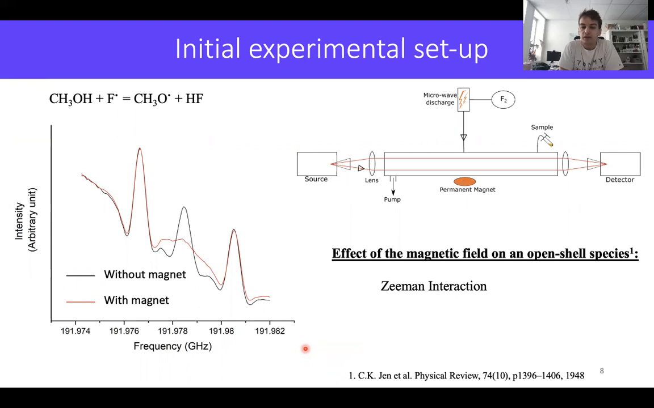We use the effect of the magnetic field on an open shell species, called the Zeeman interaction. This interaction between the energy levels of radicals and the magnetic field will split the energy levels, so the absorption will decrease at a single point. So we draw 2 spectra, one in black without magnet, and one with magnet in red, with a permanent magnet under the cell. We see that 2 lines don't change between the 2 spectra, and one decreases. That means this line is an open shell species, and we assume that it's CH3O.